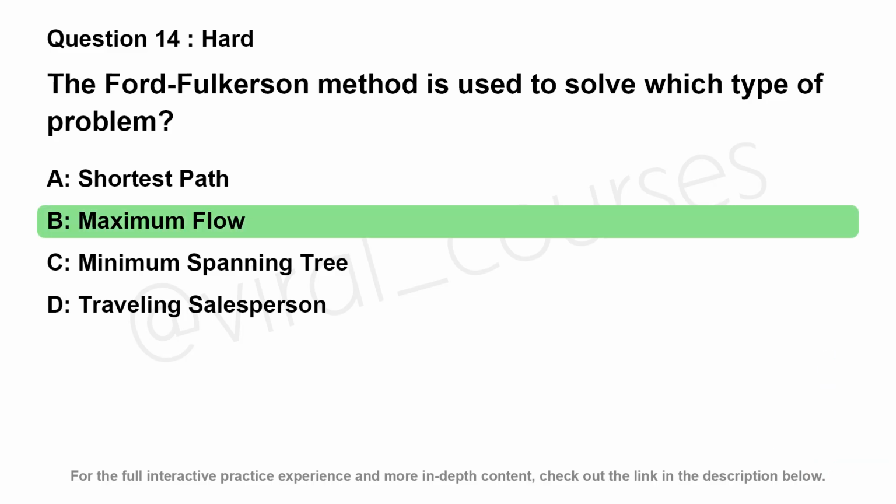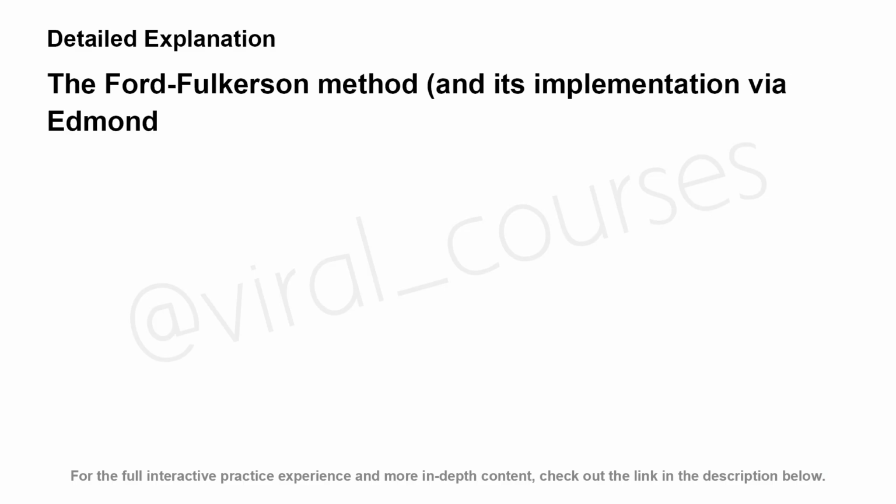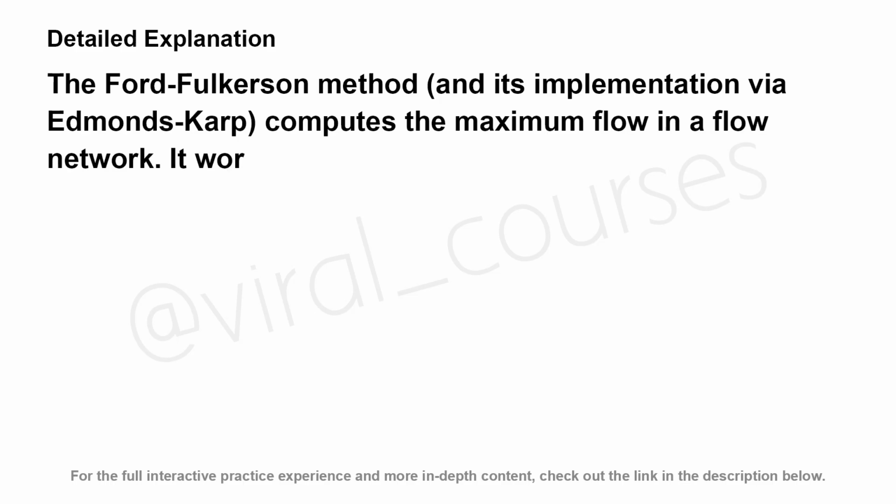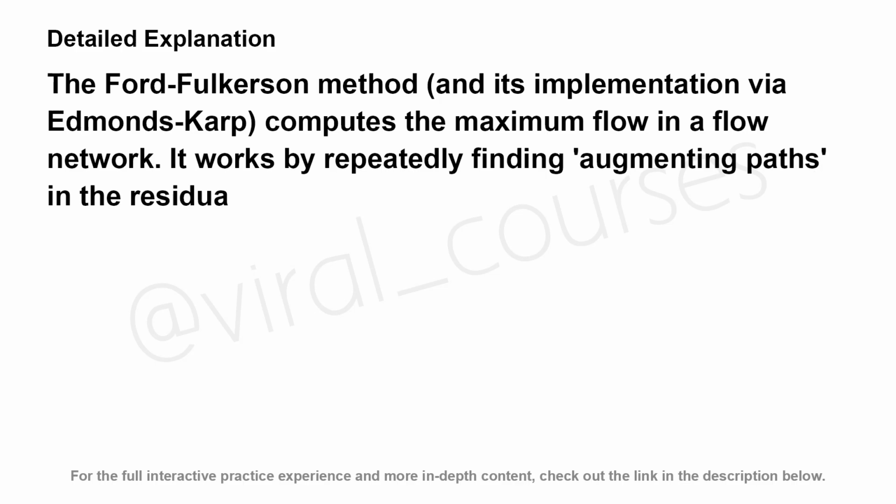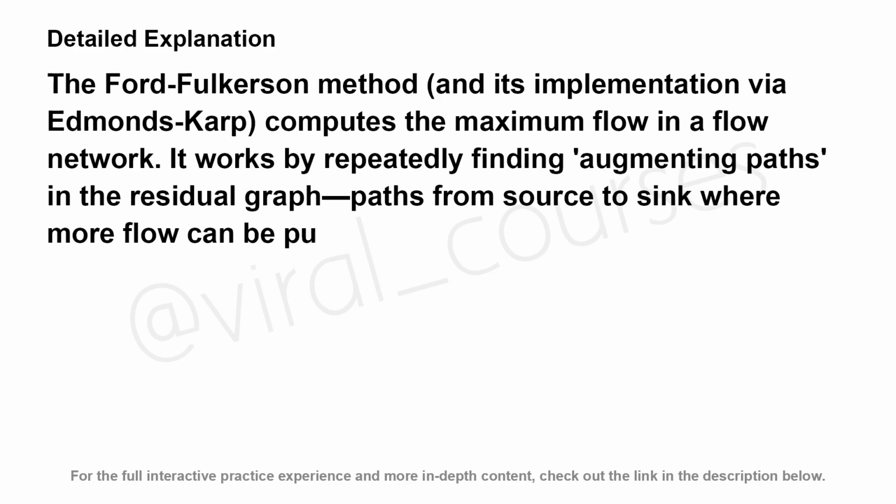The correct answer is B. The Ford-Fulkerson method, and its implementation via Edmonds-Karp, computes the maximum flow in a flow network. It works by repeatedly finding augmenting paths in the residual graph, paths from source to sink where more flow can be pushed, until no such paths remain.